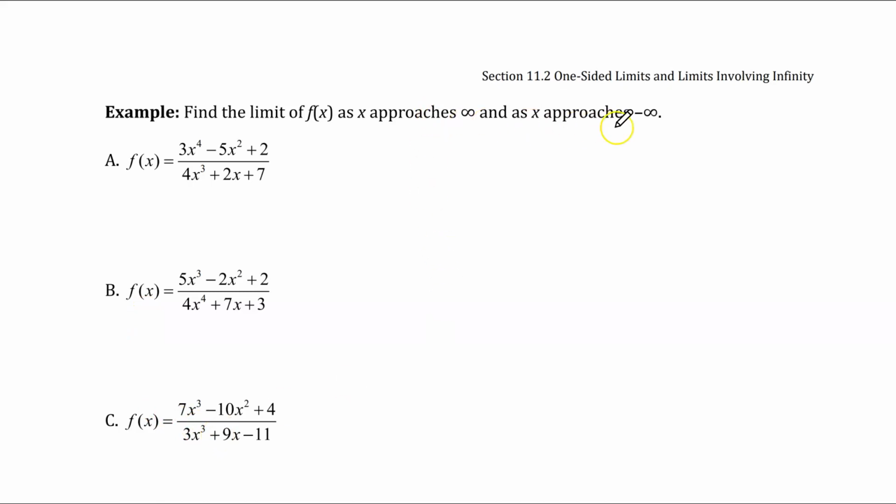Now let's illustrate this by looking at these functions here, and let's evaluate the limit as x approaches positive infinity or negative infinity. So let's consider the limit of the expression here as x approaches positive infinity. Now the technique is to just get the leading term in the numerator and the leading term in the denominator and take the ratio. When you say leading term, it is the term that contains the highest exponent.